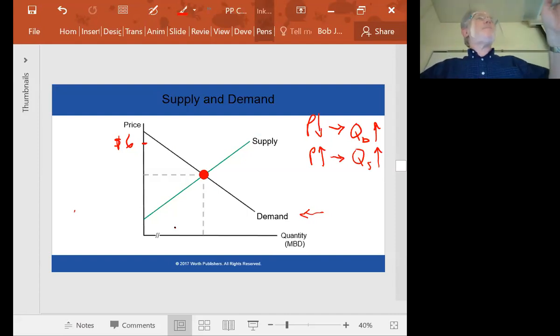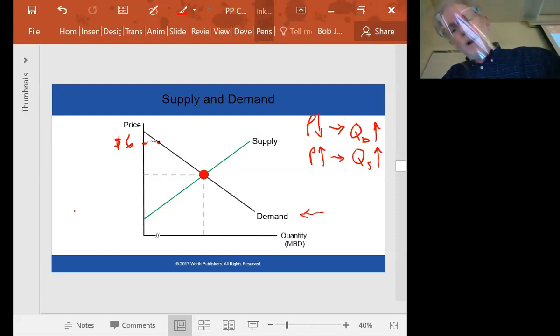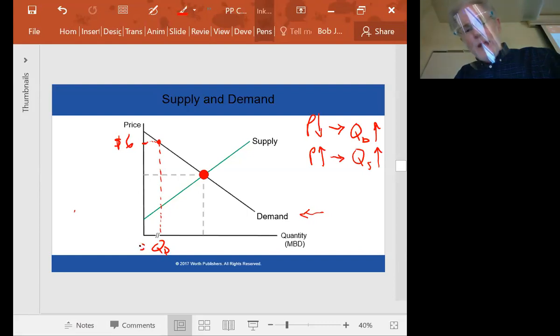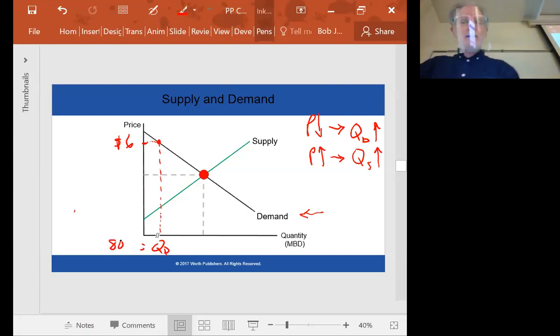You just have to remember, what do you need to do? You start with the price you're given. You read horizontally over to the demand curve. You read vertically down to the axis. That gives you the quantity demanded. Not the demand, but the quantity demanded. That's the number of units consumers will want to buy at that price. Let's say it's 80,000 gallons. What do we do now?